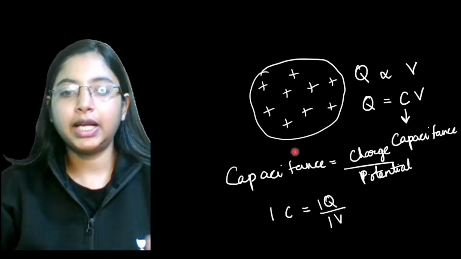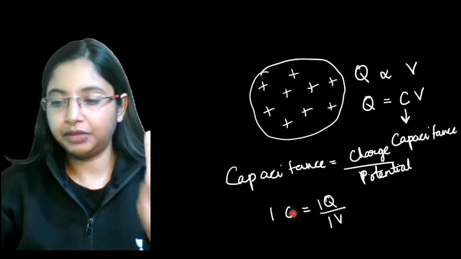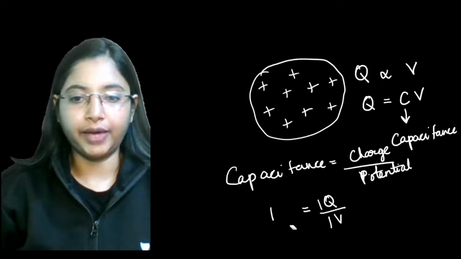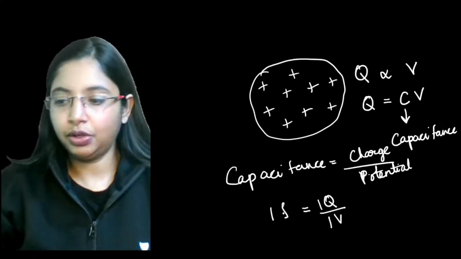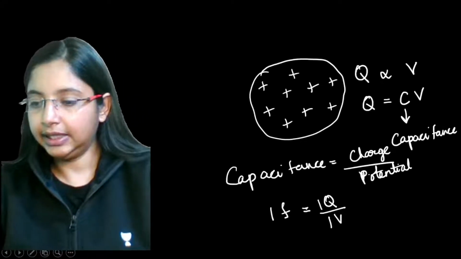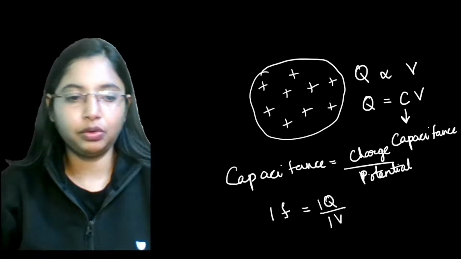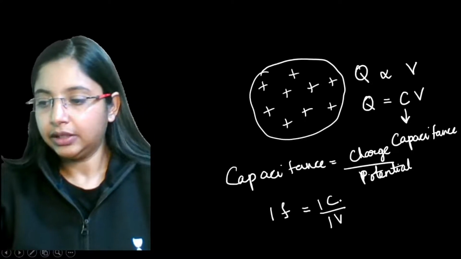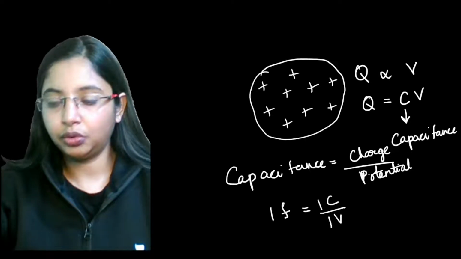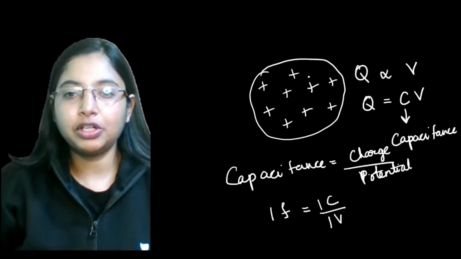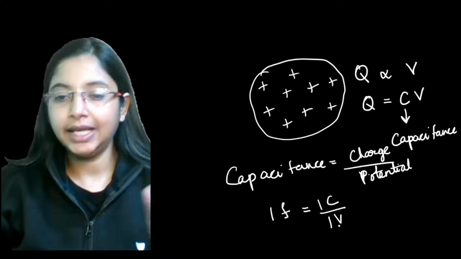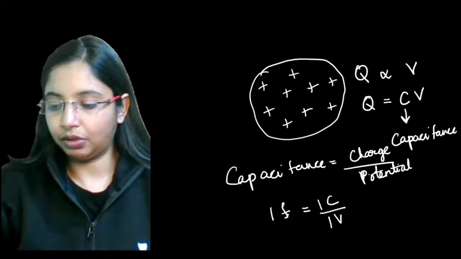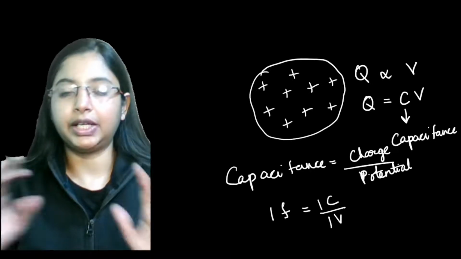Now, when you want to define one capacitance, the capacitance in this case has a unit of farad. If you want to define 1 farad, it means if you are adding a charge of 1 coulomb to a conductor, and that increases the potential of this conductor by 1 volt, then we say that particular capacitor has 1 farad. The value of that particular capacitance of the conductor is 1 farad.